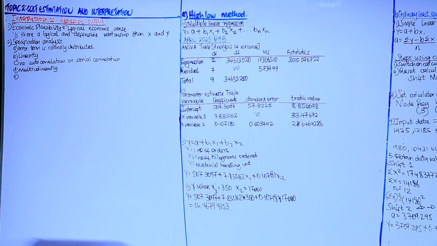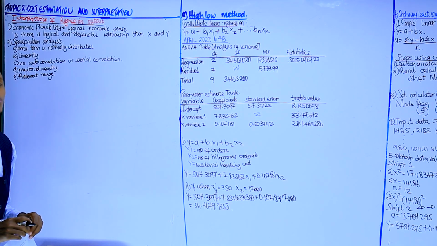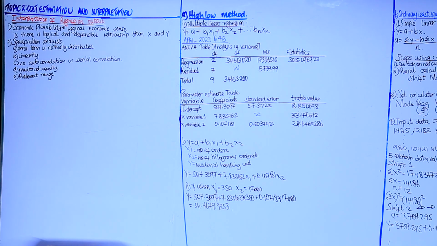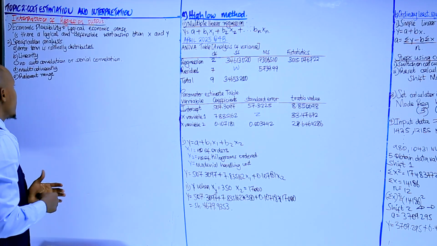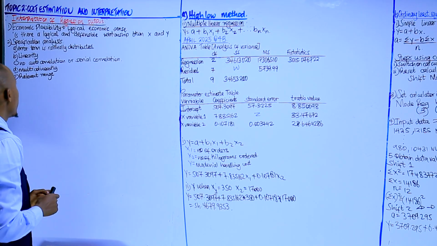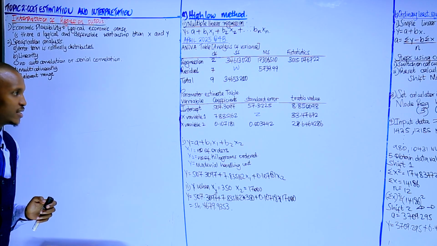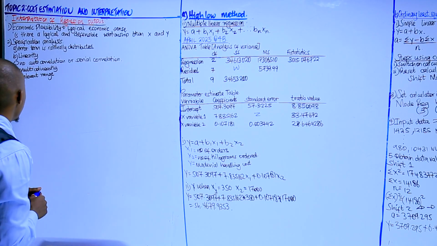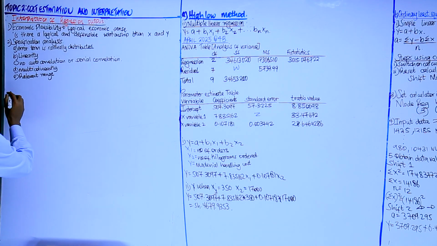Then finally, the fifth one is the relevant range. The relevant range assumes that linearity has a certain range where it holds. That is what we refer to as specification analysis.